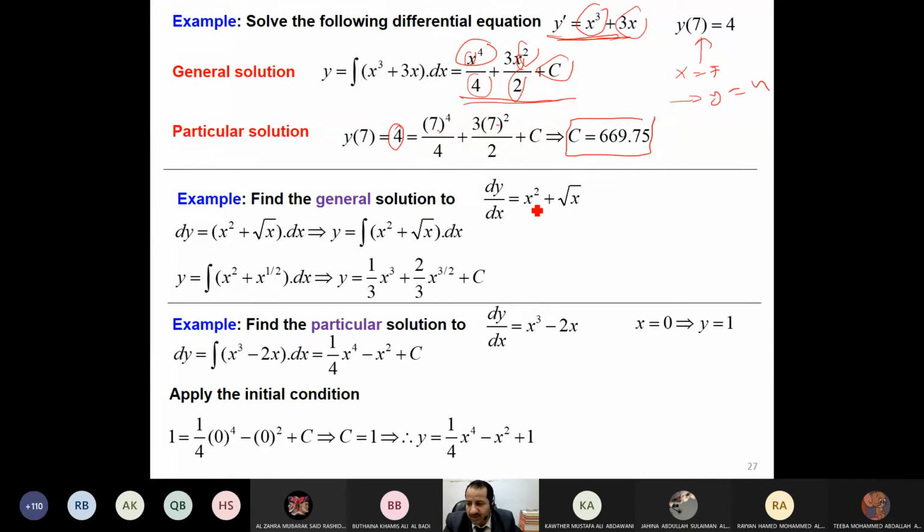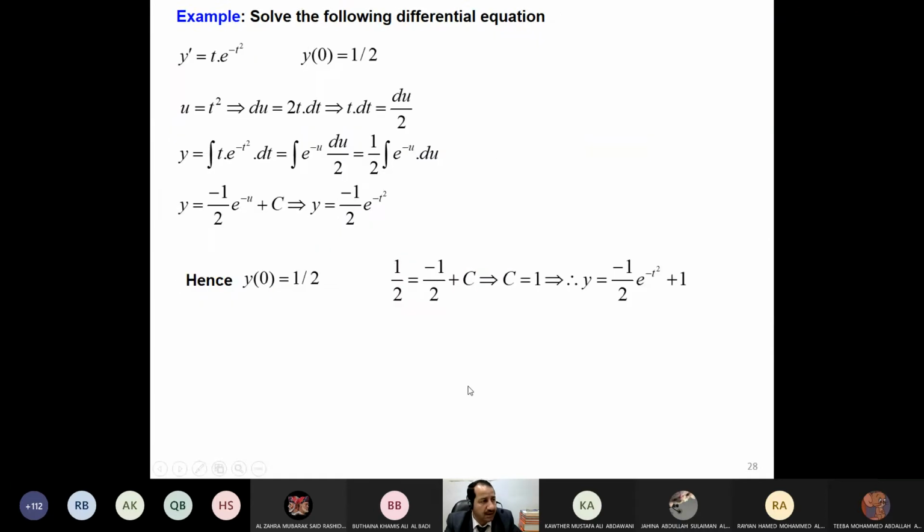And more problems here, as you can see. x squared plus square root x. This needs to be converted into x to the power 1 over 2, similar to this. And then I integrate: x squared plus 1 to the power 3 over 3, x to the power 1 over 2 plus 2 over 2 over the new power, as you learned in semester 1, plus c, and so on.